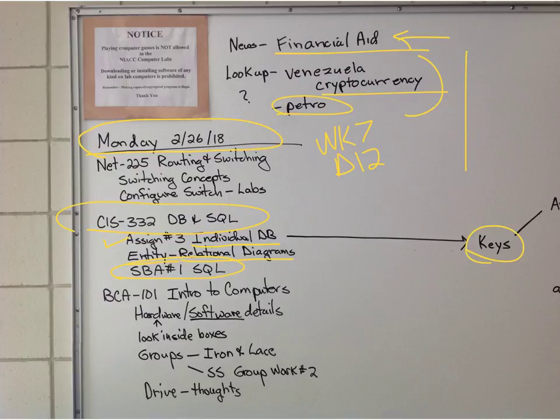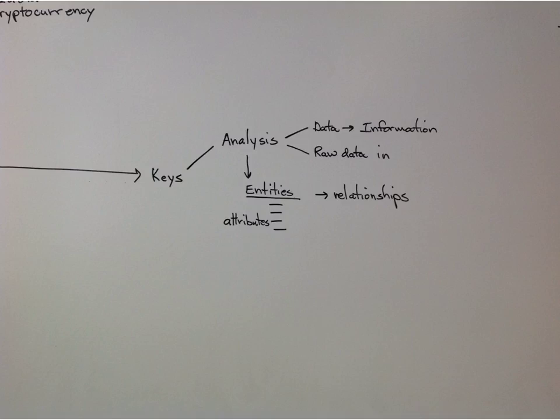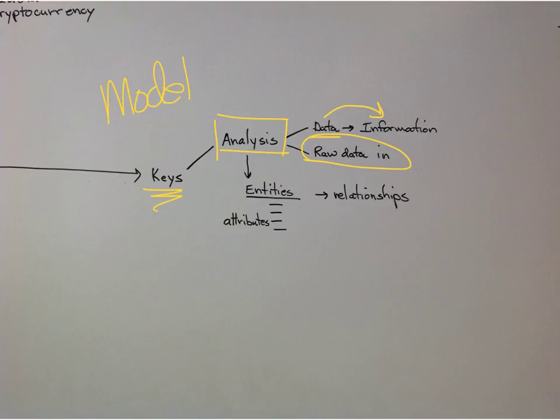Individual database. Key things in terms of data analysis. We have data converted to information. We have raw data in. So key things to look for is, first of all, what are you going to do with the data? We're going to talk a lot about, from here on out, how do we model the data so we can retrieve and set it up in a database most efficiently.